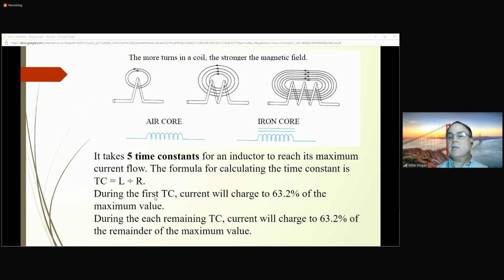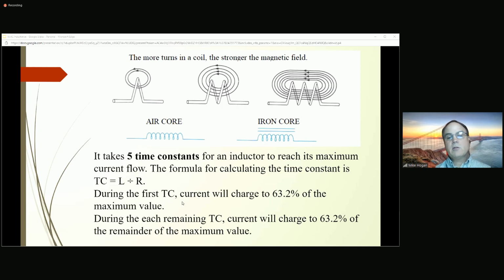And it's not a set time. I don't want you to think that a time constant is 4 seconds, and so it's going to take 5 4-second time constants for it to charge and discharge. No. It's going to change based on the value of the inductor and the value of the resistor, and once we get to a circuit, we'll look at why it changes, and what causes that change.